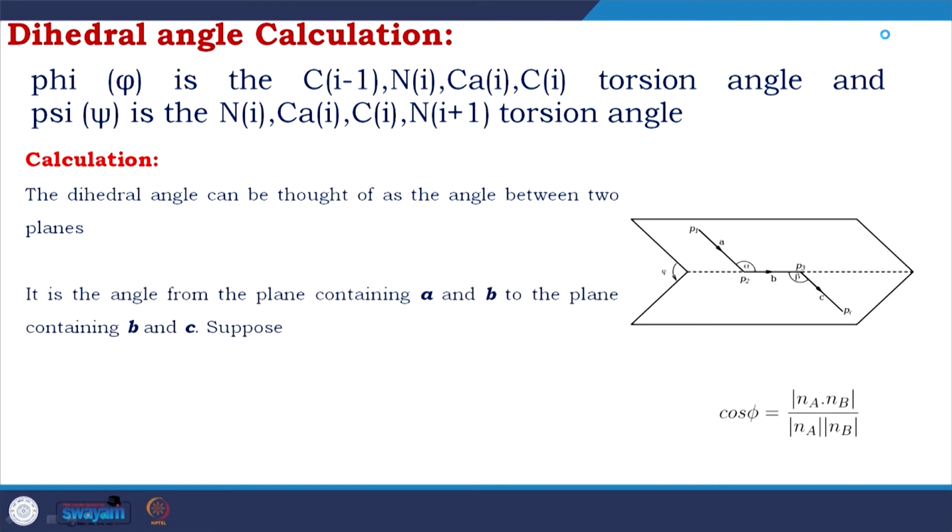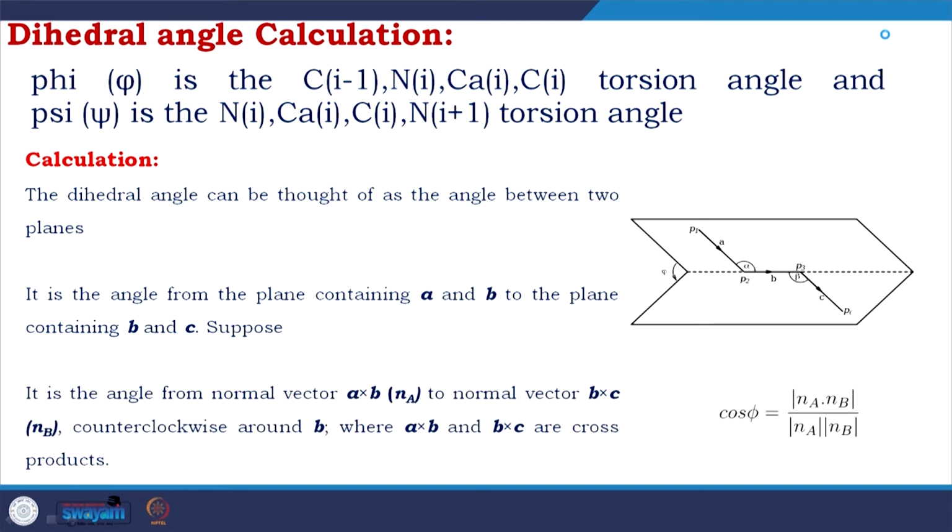It is the angle from the plane containing A and B to the plane containing B and C. If you see here, it is the angle from normal vector A cross B to normal vector B cross C, counterclockwise around B, where A cross B and B cross C are cross products. So, by using those we could now calculate distance, angle and dihedral angle, and these provide you the ability to calculate everything. And as I told, what are the applications?